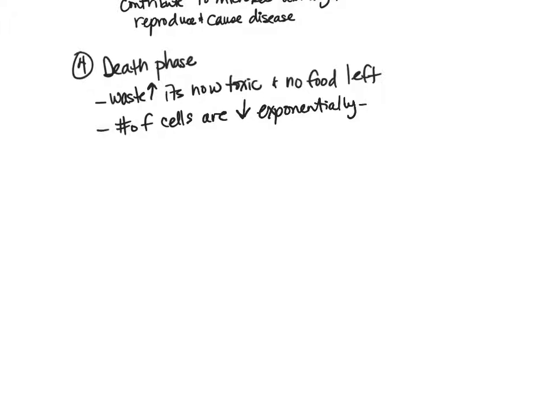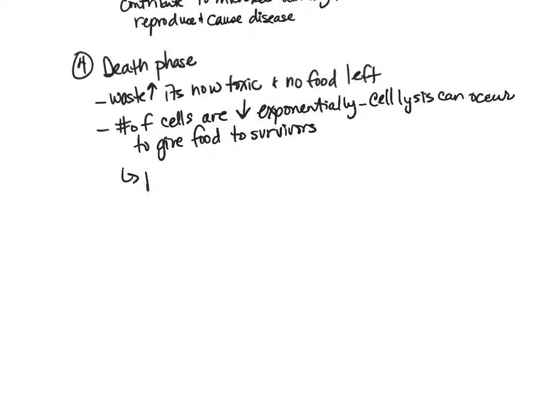That said, as these cells are dying, so cell lysis, which is when the cells are dying, that can occur to give food to survivors. Now, some of these survivors are going to hang out, and then what they end up being called is persister cells. So these are cells with a slow metabolic rate.